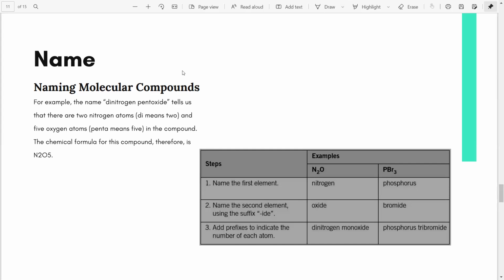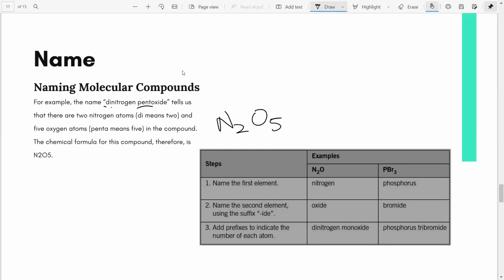So for example, the name dinitrogen pentoxide tells us that there are 2 nitrogen atoms. So di meaning 2, and 5 oxygen atoms because we have pent. So dinitrogen, 2 nitrogen, pentoxide meaning 5 oxygen. So that's why we get the chemical formula of N2O5.